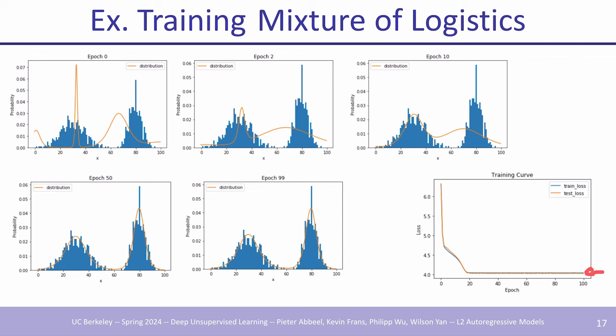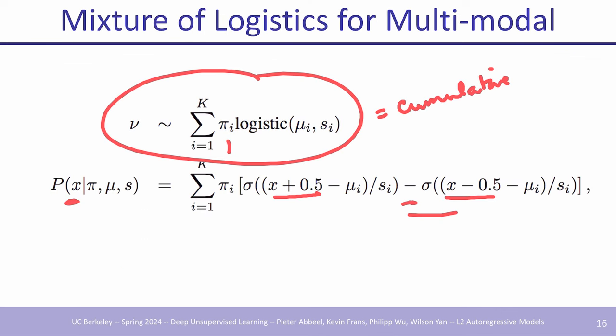Yes? For the mixture of logistics, for the previous one, that 0.5 value, is that a hyperparameter? Can you make it bigger? Good question. Why is it 0.5 here? This is assuming that everything is integers. So this is a specific example saying if our distribution is integer numbers from, let's say, 0 to 100 or 0 to 255, then we want a bin of width 1 associated with each of the integers. And so that's 0.5 in each direction.